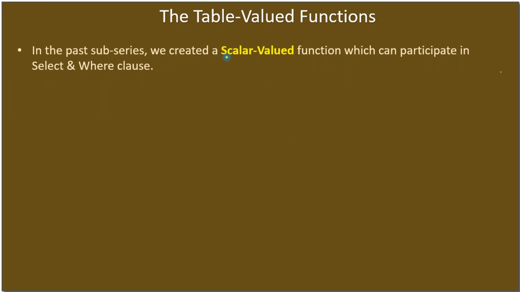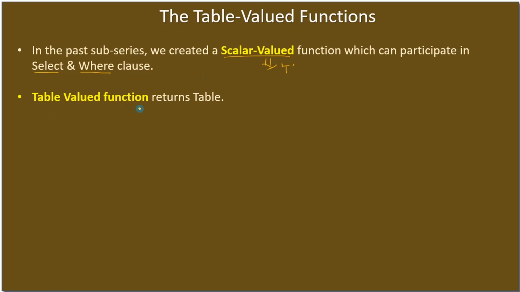So as already told, we already know how to create scalar valued function, and the function can participate in select as well as where clause. Why? Because scalar valued function, we know, returns a scalar value. That means it will return a single value. That's why it can participate in the select list, or it can be part of the where clause. I mean, the return value can be used in select as well as where clause. So that's about scalar valued function.